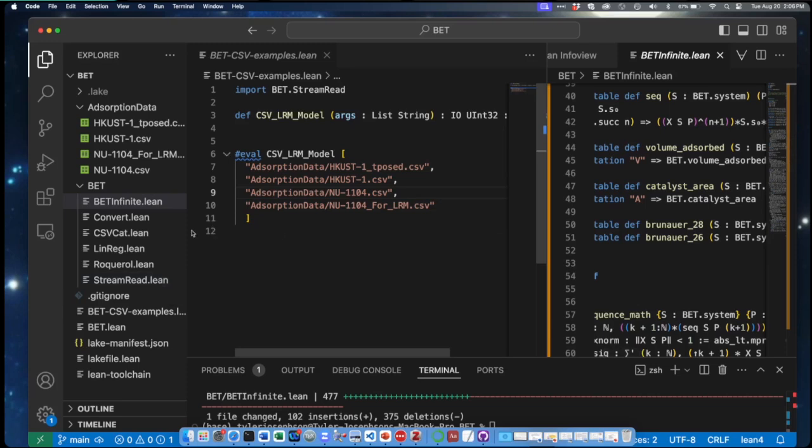Any questions? Any thoughts about BET analysis in Lean?